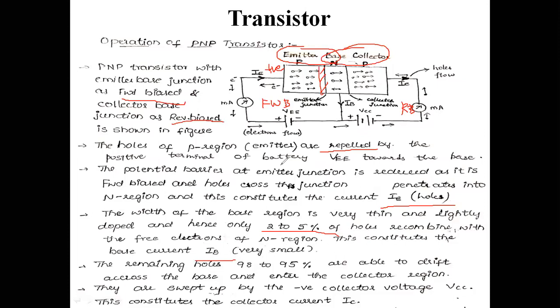Due to the recombination of electrons and holes across this junction, only a small amount of charge carriers are going to be recombined, and that constitutes some flow of current. I can treat that flow of current as the base current, IB. I am going to indicate that base current as IB here. That base current is very small.